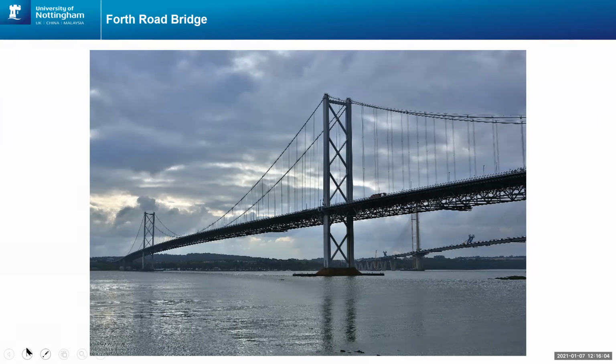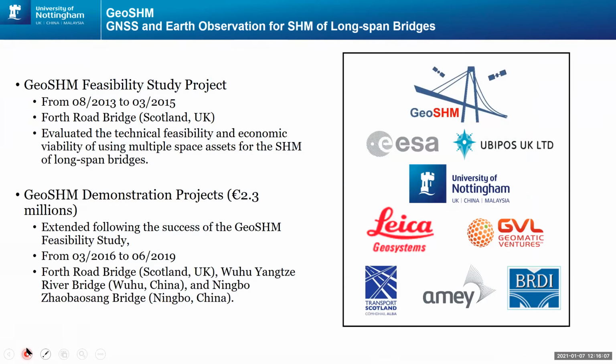wind-induced response. Now we've been monitoring this bridge basically since 2013, as part of the GOSHM project, GNSS and Earth observation for the structural health monitoring of long-span bridges. This is a series of projects funded by the European Space Agency and in collaboration with a number of different partners, both overseas and in industry. And the aim was basically to evaluate the use of space-based assets for structural health monitoring of bridges.